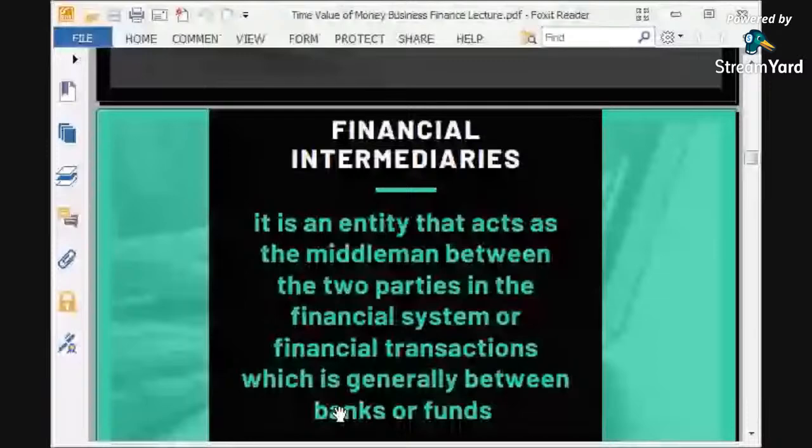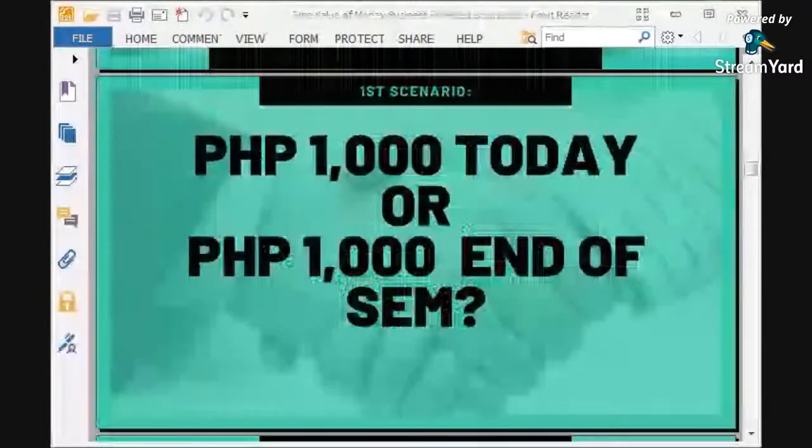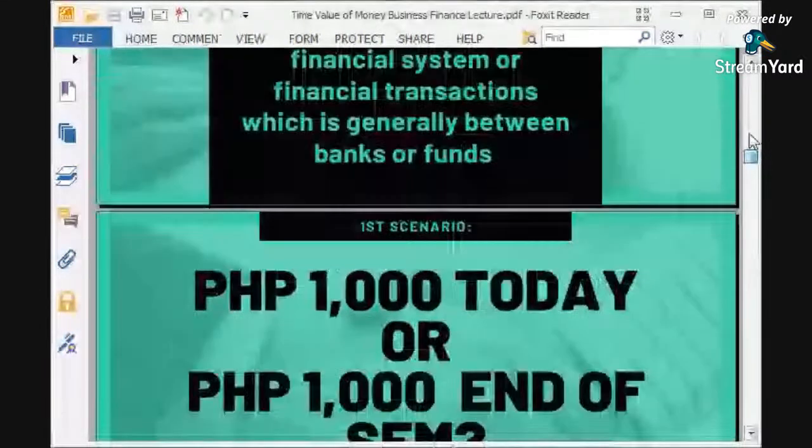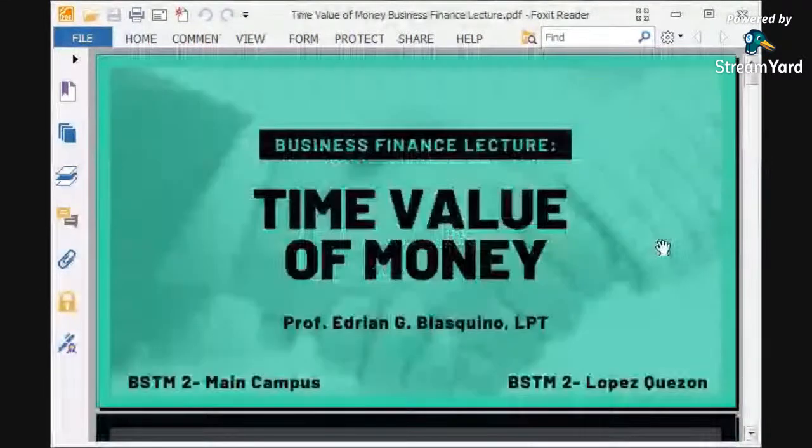Okay, so now let's proceed with our discussion, which is lesson 4 in our instructional material. It is the time value of money. Ang discussion talaga natin for today is the time value of money.